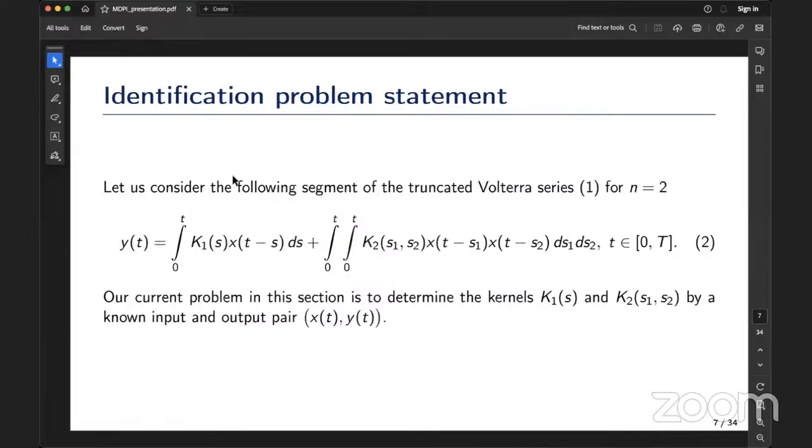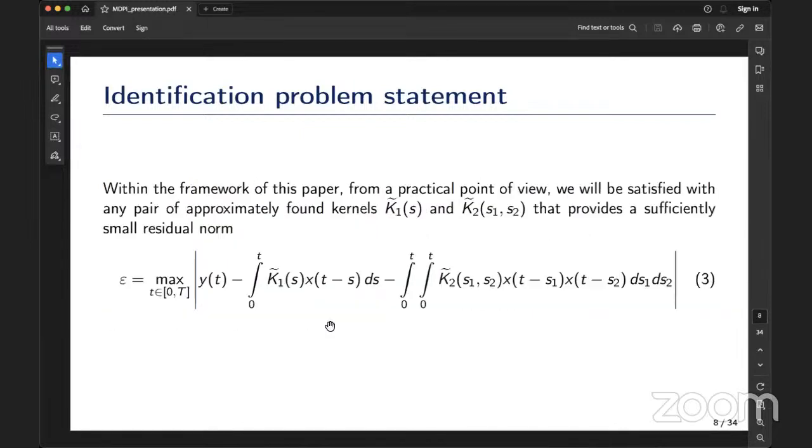So here you can see that this very first term is nothing else than the convolution of K and X, also known as a Duhamel integral. And so the Volterra series is a natural extension of the convolution to the n-dimensional case. As I mentioned, we must identify these transfer functions, K1 and K2, by the known input and output, so this pair X and Y.